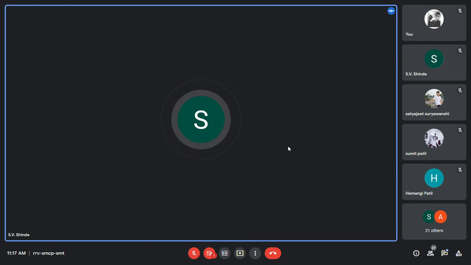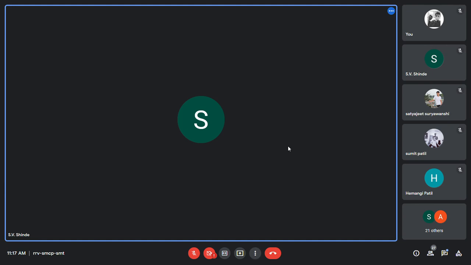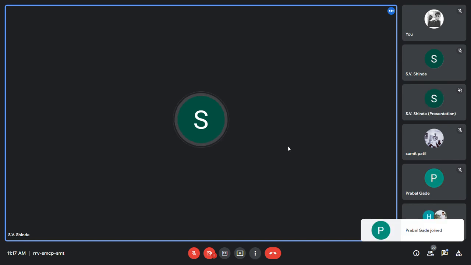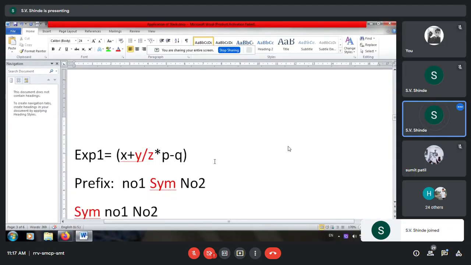Now, as far as the current topic is concerned, we were discussing stack and its various operations. So, in order to enhance its functionality, we will have one application, that is expression evaluation.